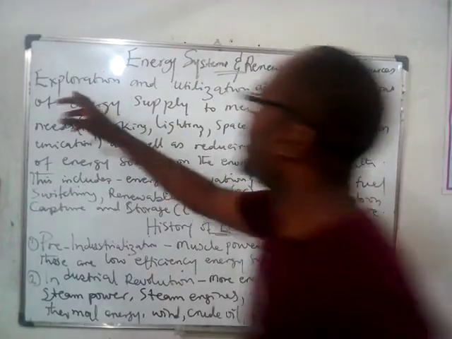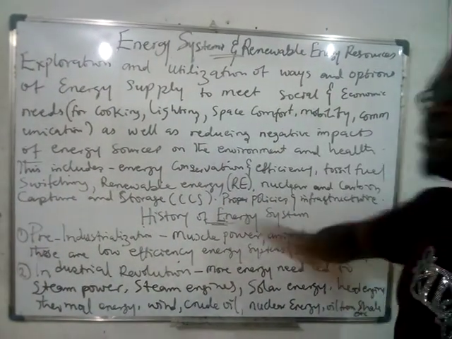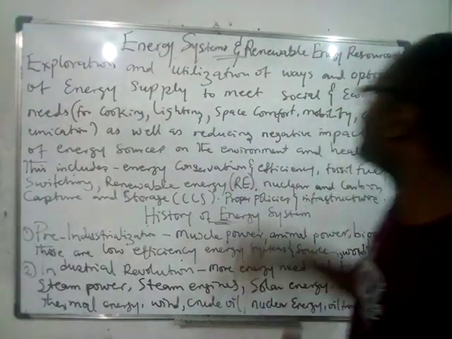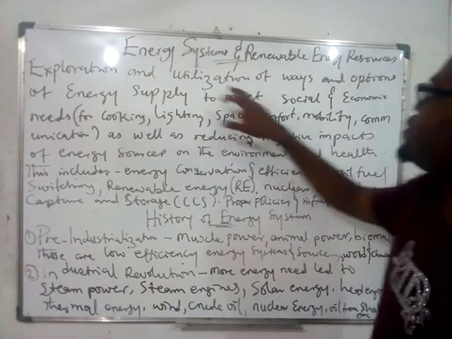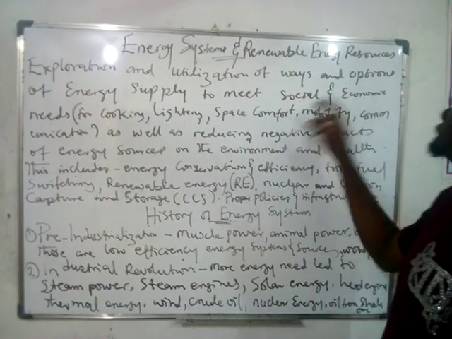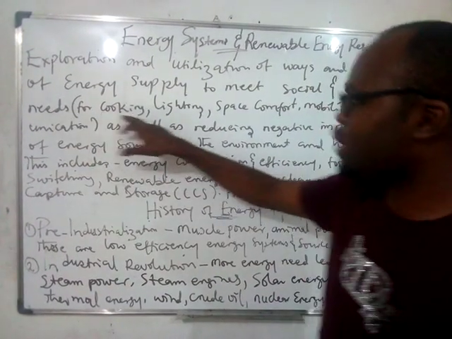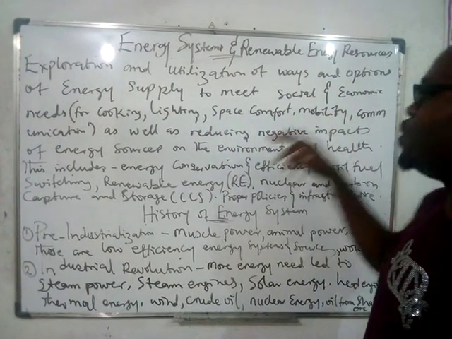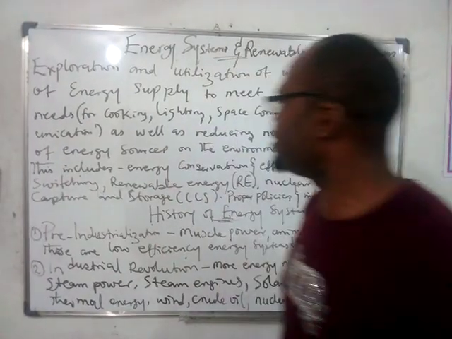And we say that energy system is simply the exploration and utilization of ways and options of energy supply to meet social and economic needs, since there are different energy sources. And what are these needs? We need energy for cooking, we need it for lighting, we need it for comfort, we need it for mobility to drive our cars, and we need it for communication, many things.